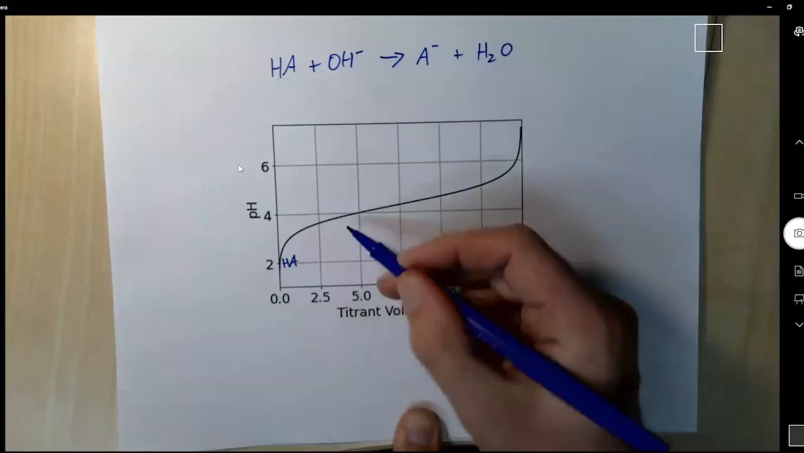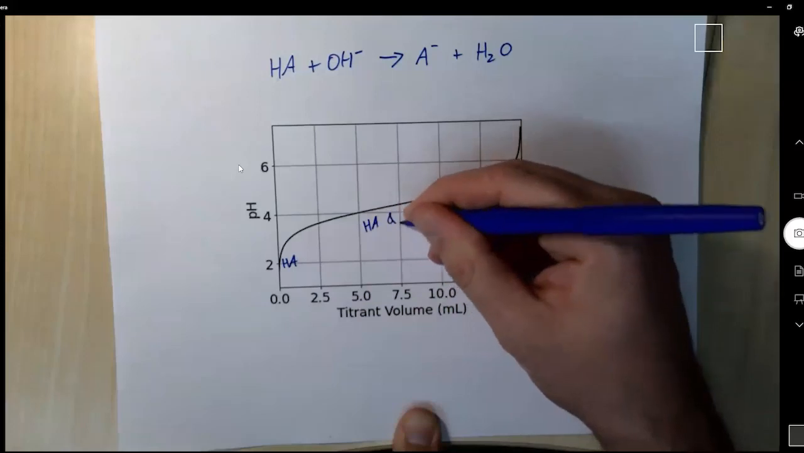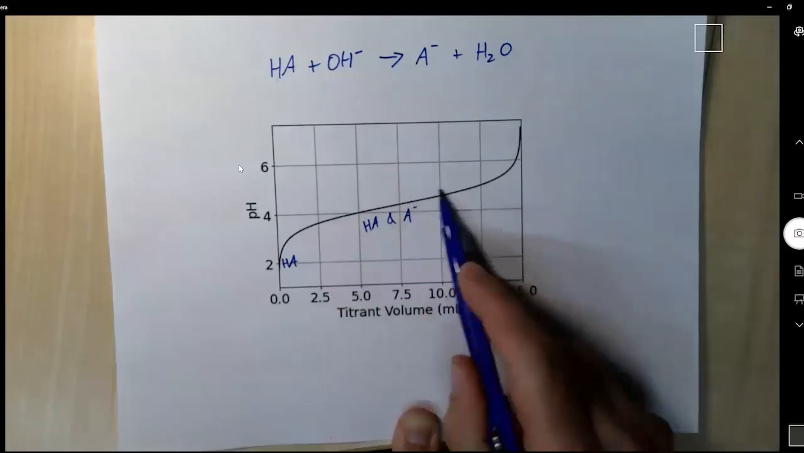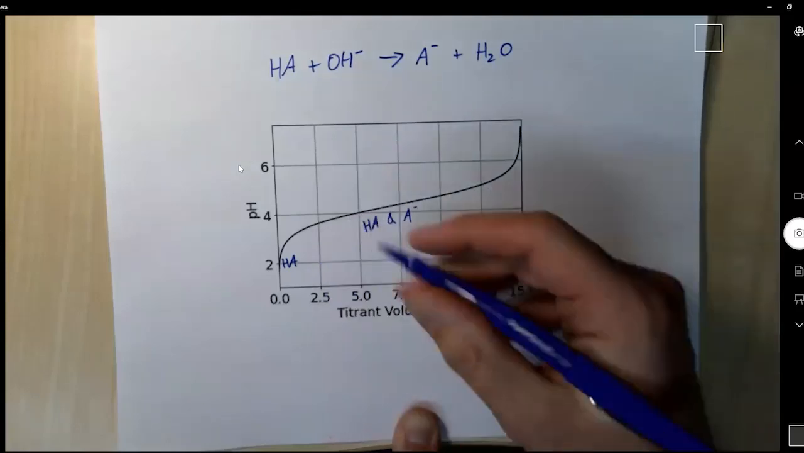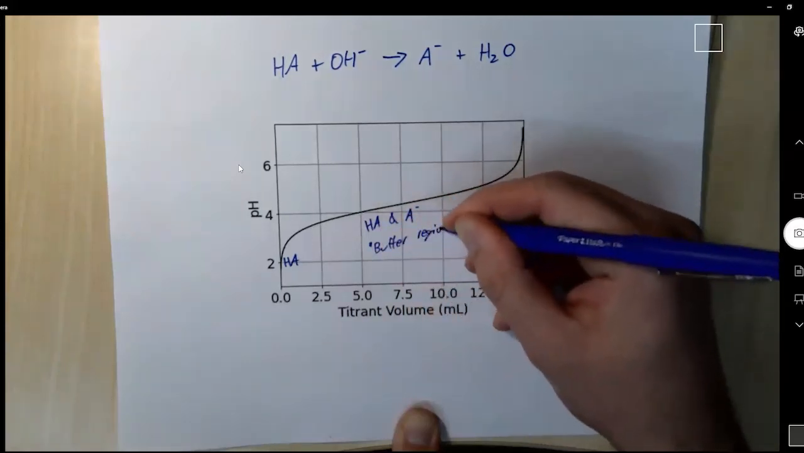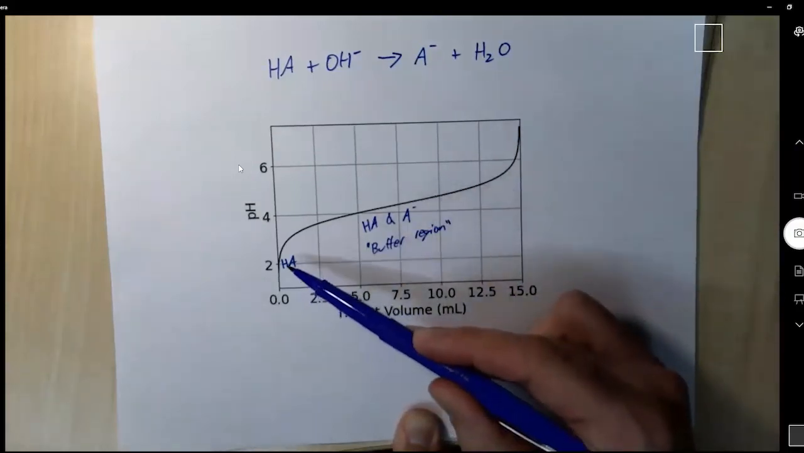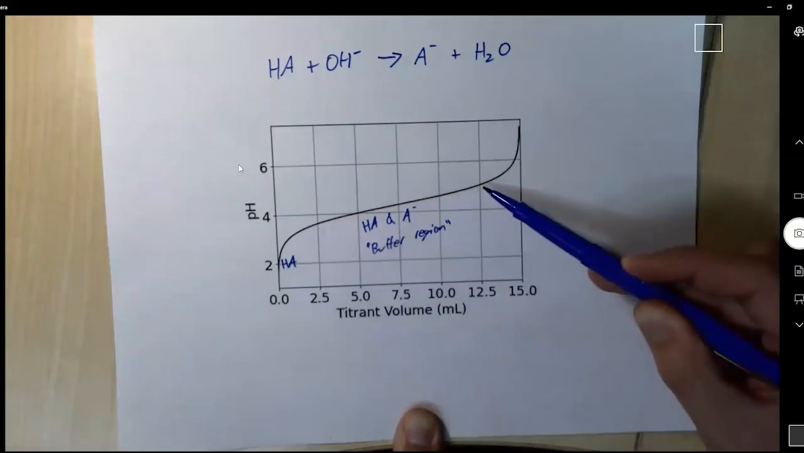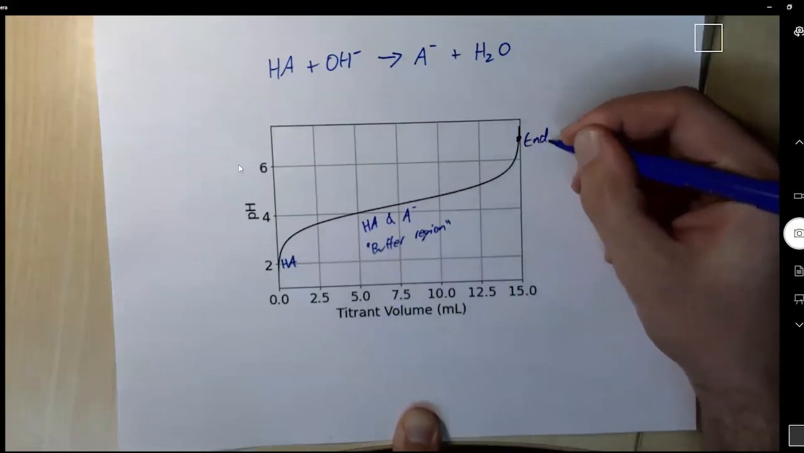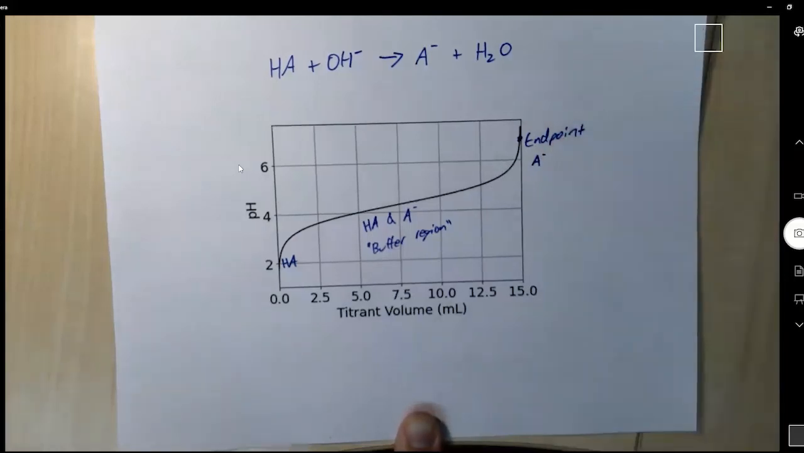And then as we start adding base, here in the middle, we have a combination of HA and its conjugate base A minus. Right? And so here in the middle, where we have both HA and A minus present, this is the buffer region. And then eventually we run out of HA and we stop being able to buffer the addition of OH minus, and pH starts to increase much more rapidly. And then here, this is the end point of our titration. And here we have essentially just A minus.